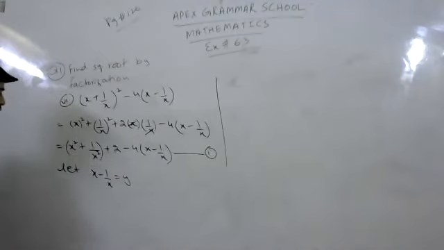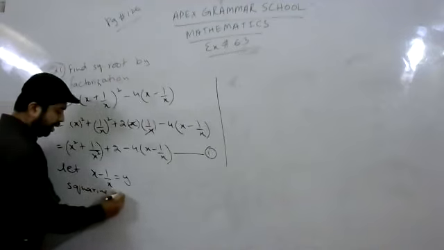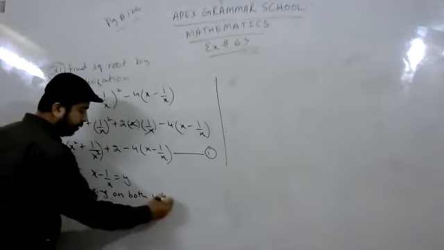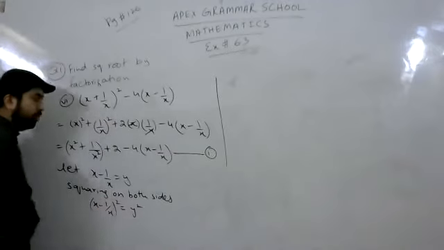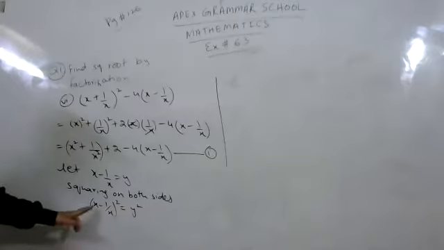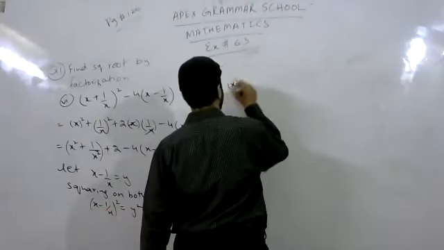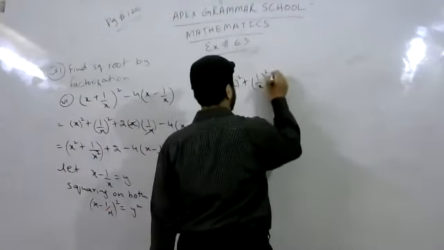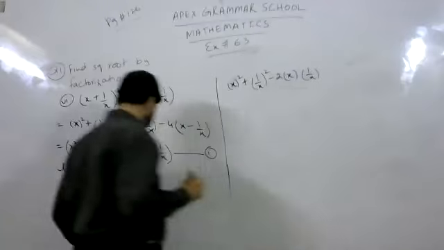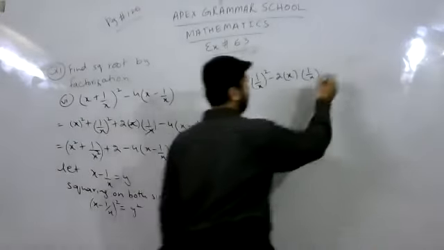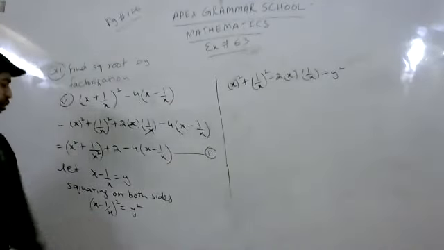We need that also. So applying squaring on both sides. After squaring on both sides, we need to open the square of this. This is a minus b whole square, so open this formula, that is a square plus b square minus 2ab, into say x and 1 over x. That is equal to y square. Why are we opening this square? Because we need this x square plus 1 over x square value also.